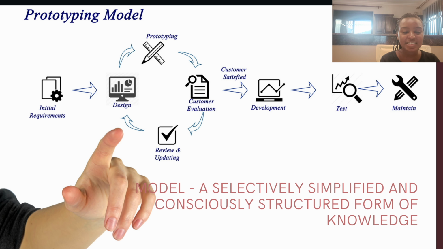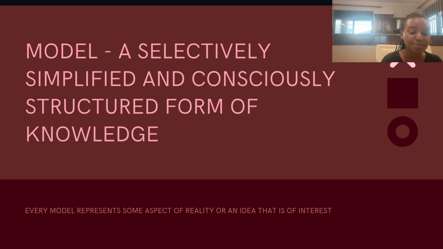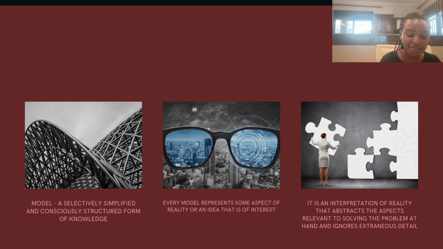What is a model? It is a selectively simplified and consciously constructed form of knowledge. Every model represents some aspect of reality or an idea that is of interest to the user, to the client, to the people modeling it. Ideally, that's what a model is, and that's what it does. It is an interpretation of reality that abstracts the aspects relevant to solving the problem at hand and ignores any extraneous details. So we just focus on one specific, very targeted issue and remove anything that's extra. So don't put anything that feels like it's extra, it's irrelevant.